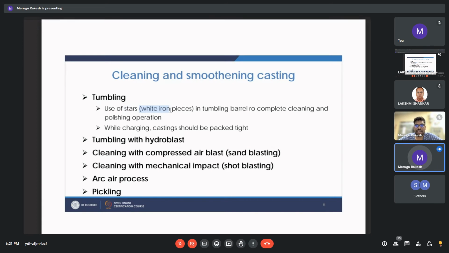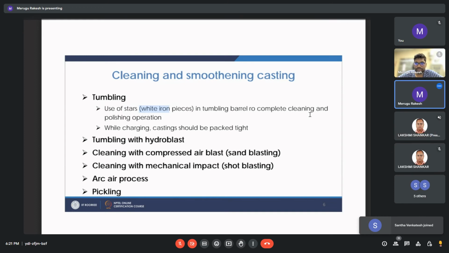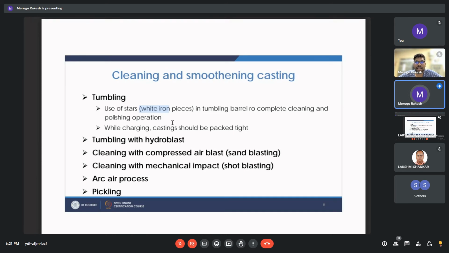So we make it malleable. We heat treat it to produce malleable iron, in which we have tempered carbon, so that it has good toughness. These white iron pieces are packed with the casting in a big rotating barrel. While rotating, the white iron pieces and the casting collide with each other, and the cleaning and smoothing is done on the casting product.